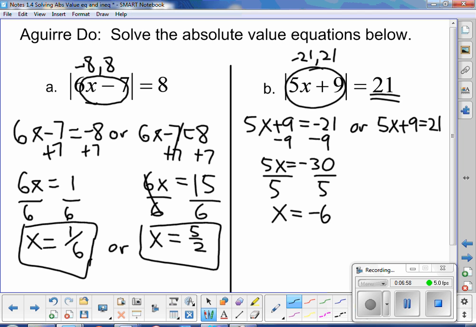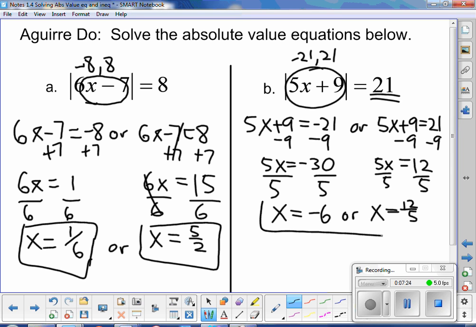Okay, yeah, that's right. So minus 9 over here, minus 9 over here. The 9s are gone, or they're still there, but they're 0. 0 doesn't really do anything when you're adding. 21 minus 9 is 12. Divide by 5, so x is equal to 12 over 5. Put a little "or" in between, and like I said, if you want to circle the "or" as part of your answer, you can. If not, you don't have to.